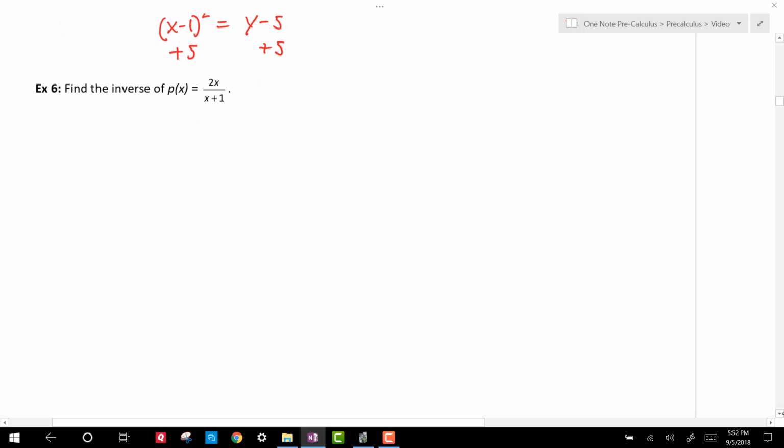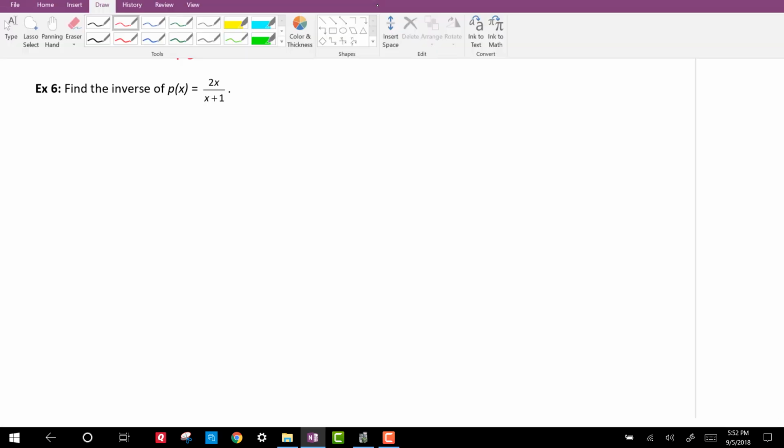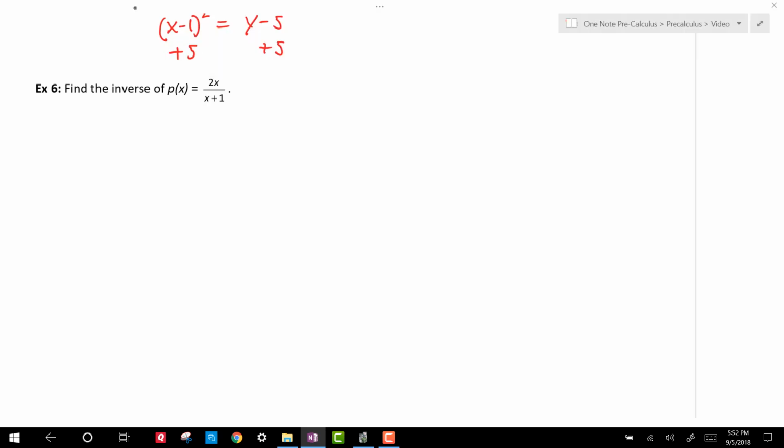Number 6, find the inverse of p of x. Well, finding the inverse means switch the x and the y. So let's do that. Let's switch the x and the y. So I'm going to start off with x equals 2y over y plus 1. I need to get the y's by themselves here. So this is going to get a little bit tricky or interesting here.